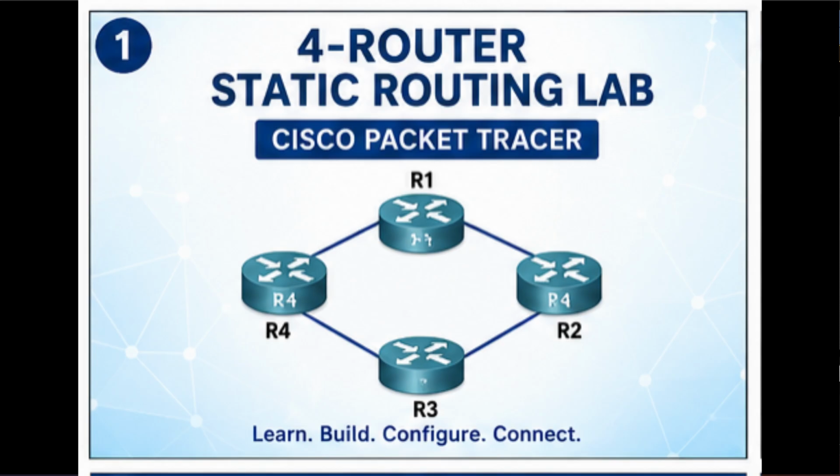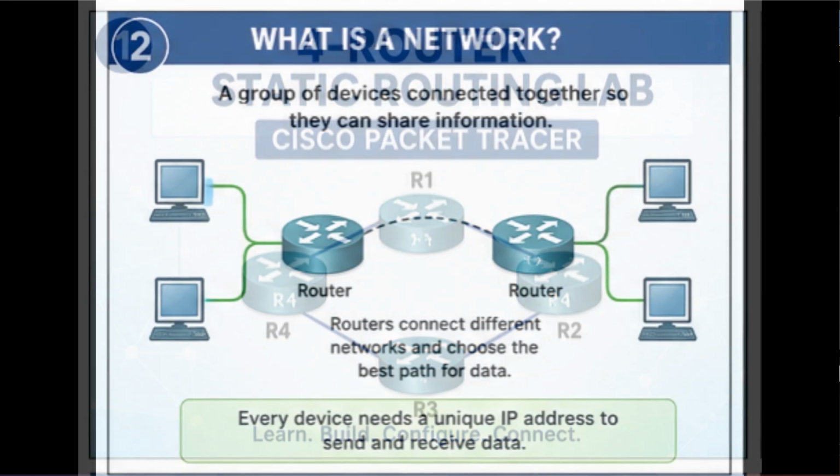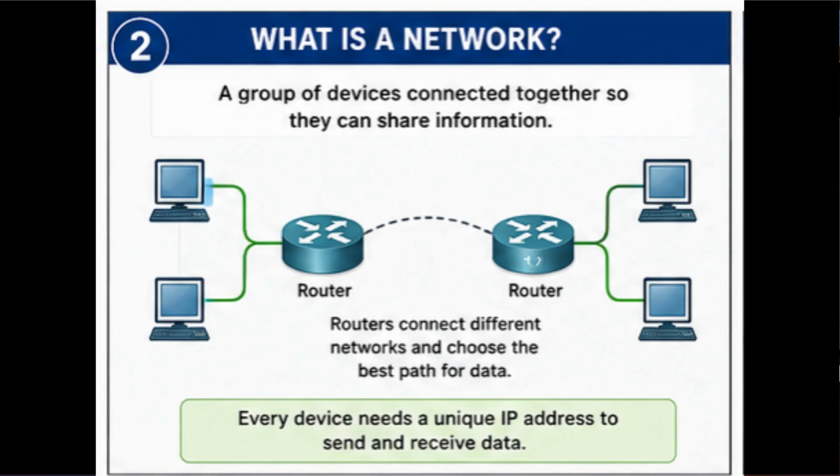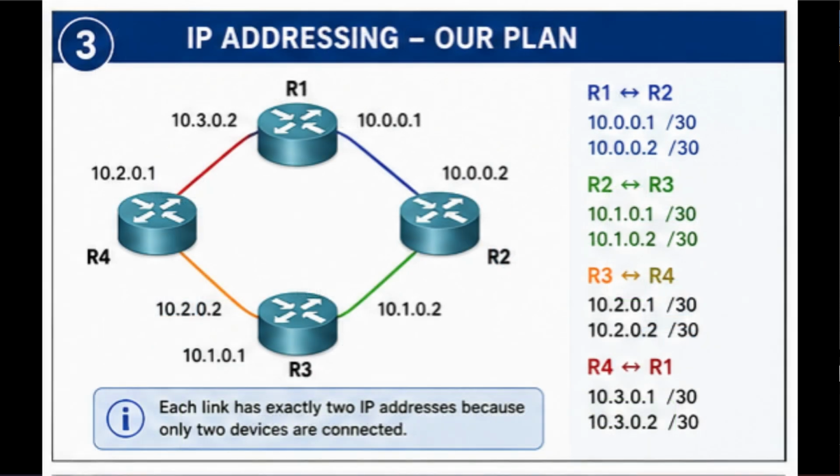At its core, a network is just a group of devices that can talk to each other. A router's job is to move traffic between different networks, unlike a switch, which just moves traffic within one network. Every router in our setup will have multiple interfaces. Each interface sits on its own separate network. When router 1 wants to send data to router 3, it has to know a path to get there. That's where routing comes in.